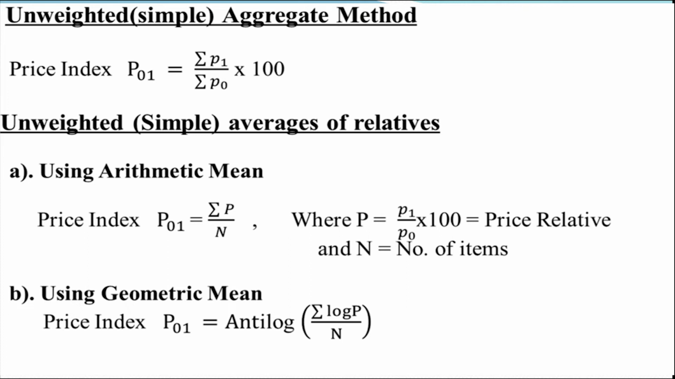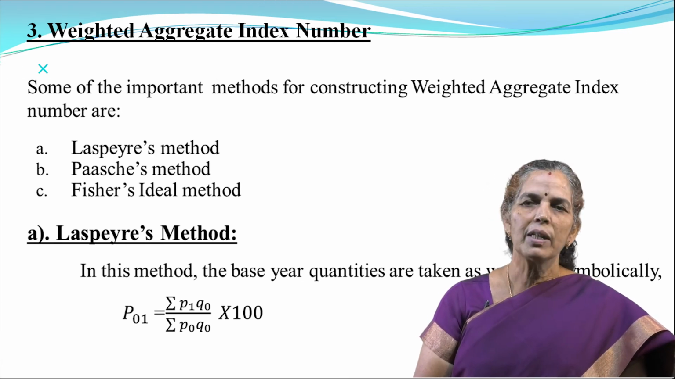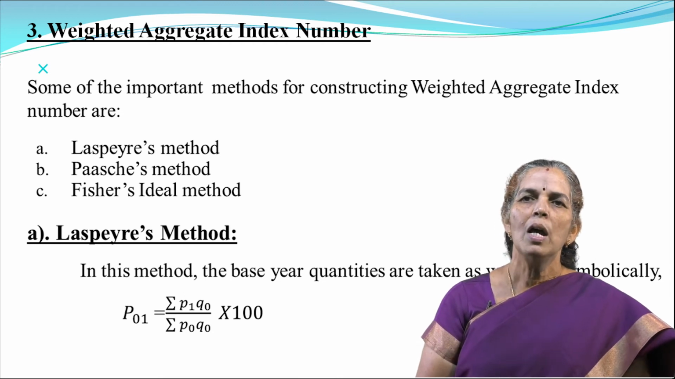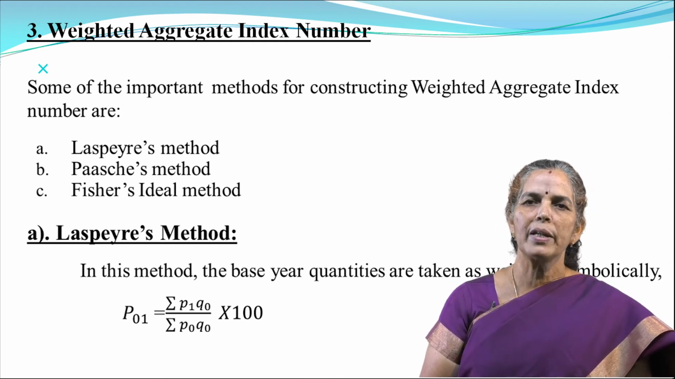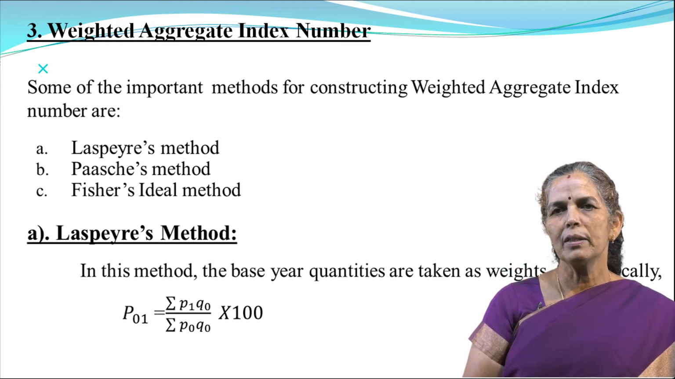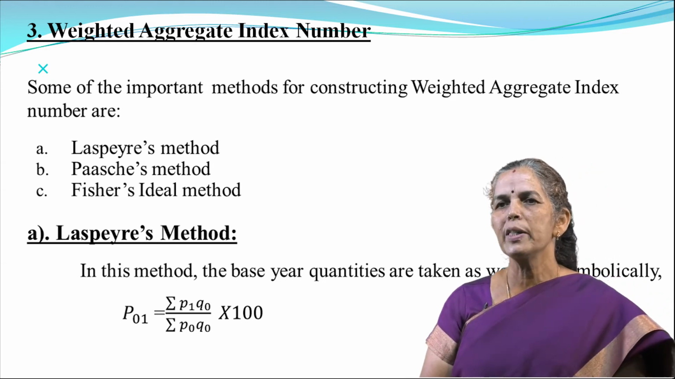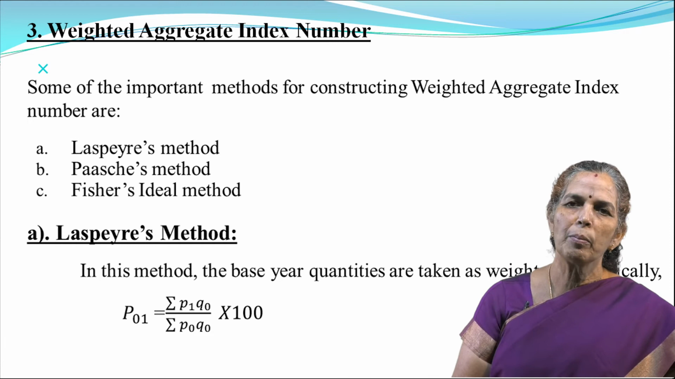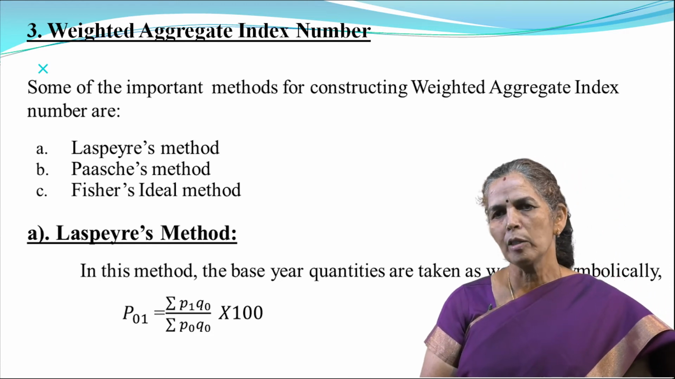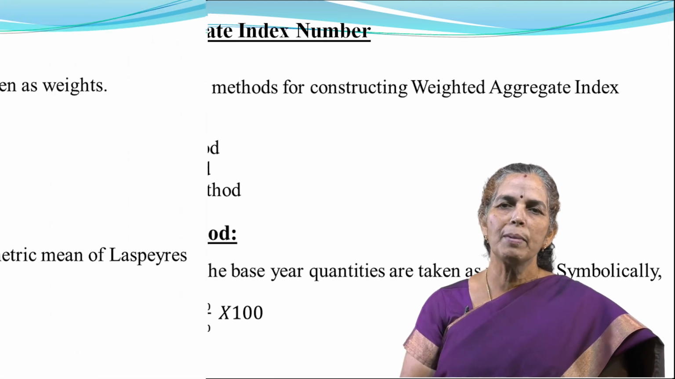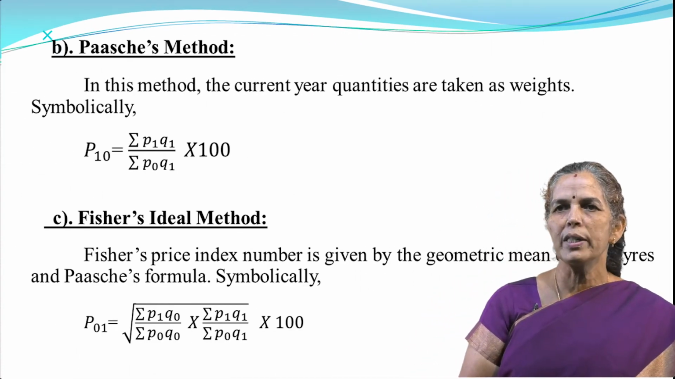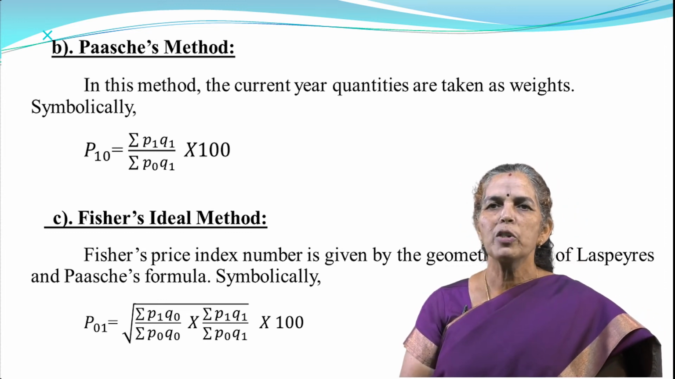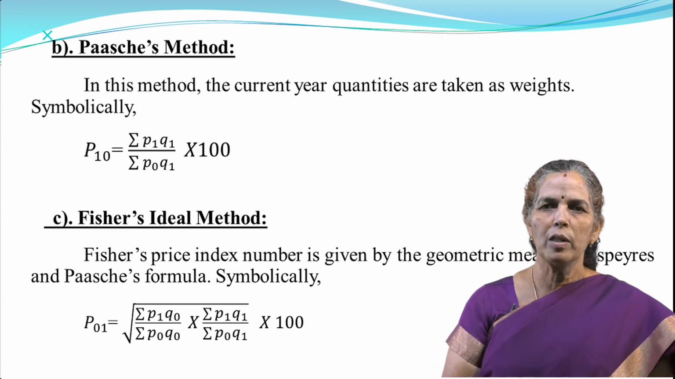Third method, weighted aggregative index number. Some of the important methods for constructing weighted aggregative index numbers are Laspeyres' method, Paasche's method and Fisher's ideal method. Number 1, Laspeyres' method. In this method, the base year quantities are taken as weights. Symbolically, price index number P01 equal to summation P1 Q0 divided by summation P0 Q0 into 100. Number 2, Paasche's method. In this method, the current year quantities are taken as weights. Symbolically, price index number P01 equal to summation P1 Q1 divided by summation P0 Q1 into 100.